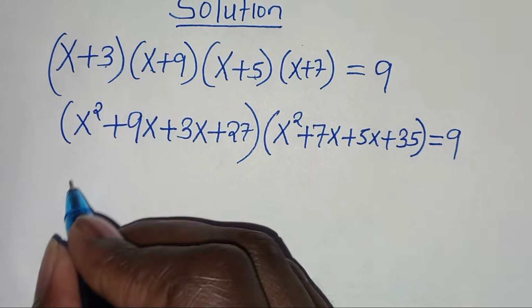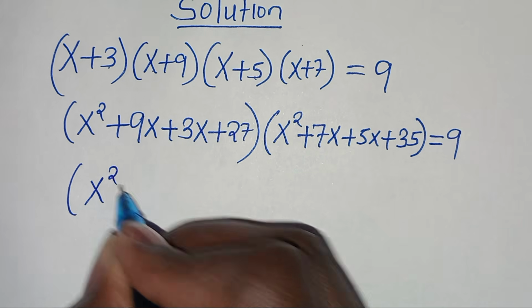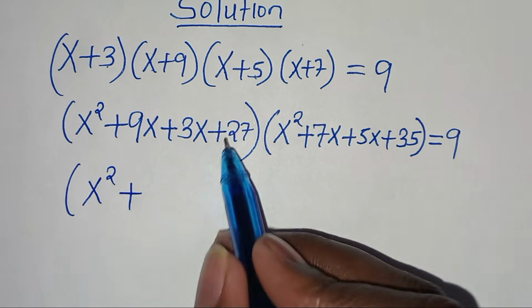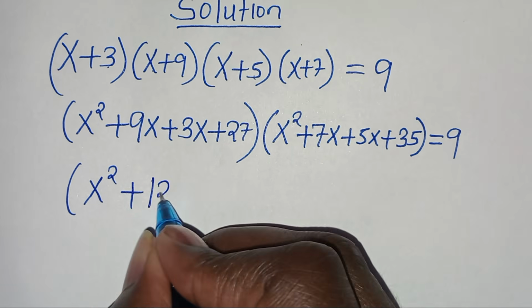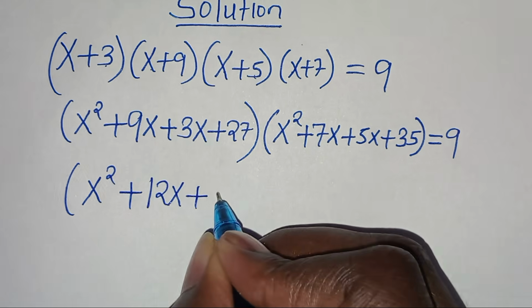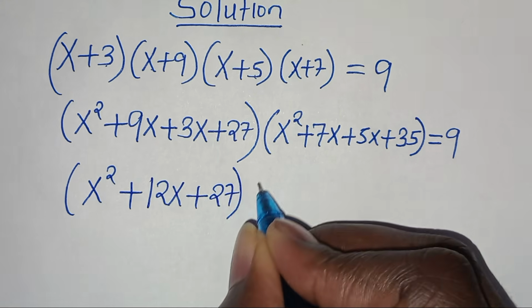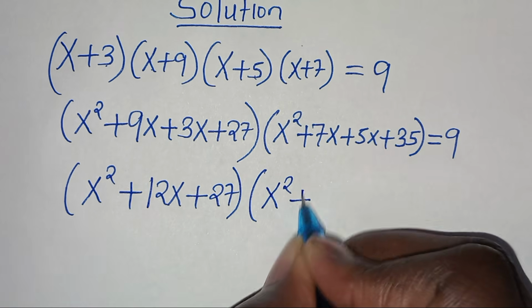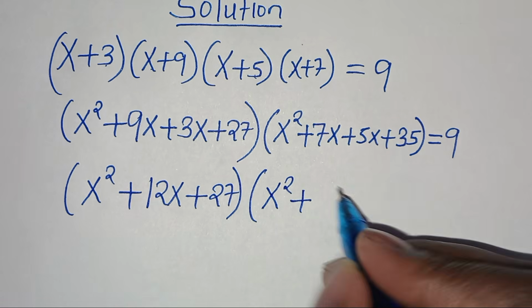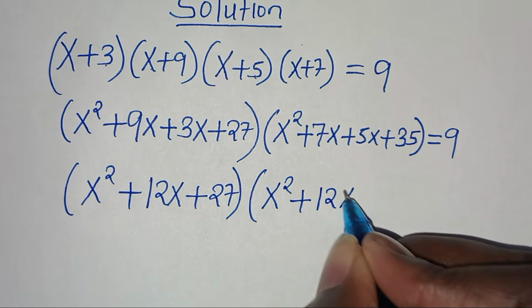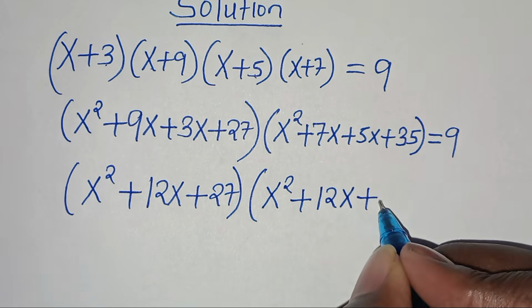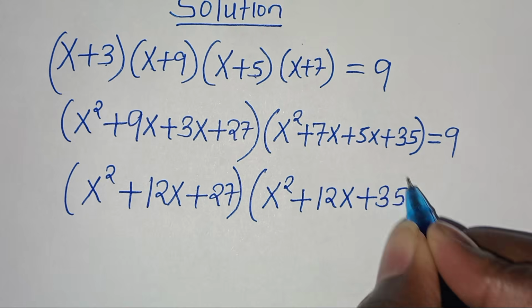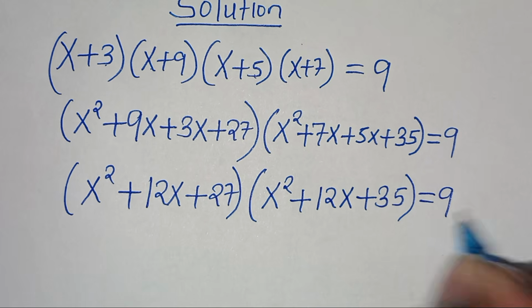Now, here we have x to the power of 2 plus 9x plus 3x. This is 12x. Then plus 27. Close the parenthesis. Then here we have x to the power of 2, then plus 7x plus 5x. This is 12x. Then plus 35. This is equal to 9.